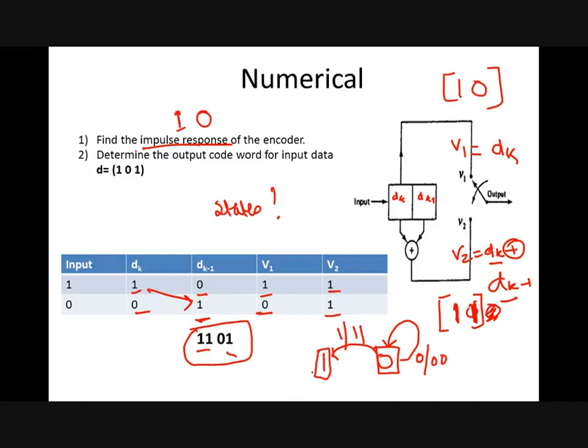Okay. If I am standing at 1 and my input comes 1, I will stay at 1. My output will be 1 0. And if I am standing at 1 and input comes 0, then 0 slash 0 1.